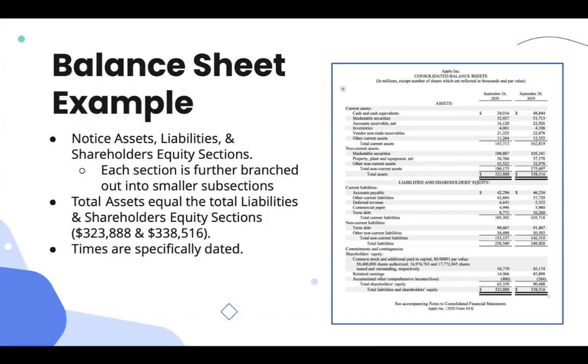One of the most important things to notice is that the total assets equal the total of liabilities and shareholders' equity. In this example, both sides of the equation balance, with amounts like $323,888 and $338,516, ensuring that the financial records are accurate and properly reported. If these numbers did not match, it could indicate errors or discrepancies that need to be investigated.